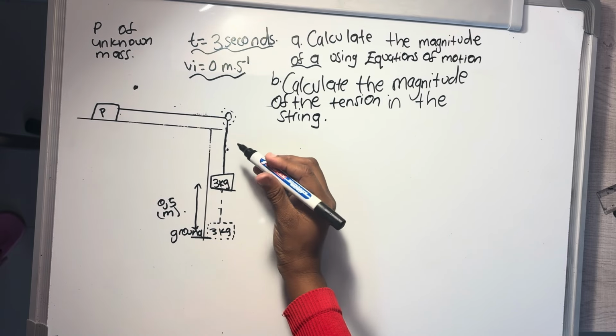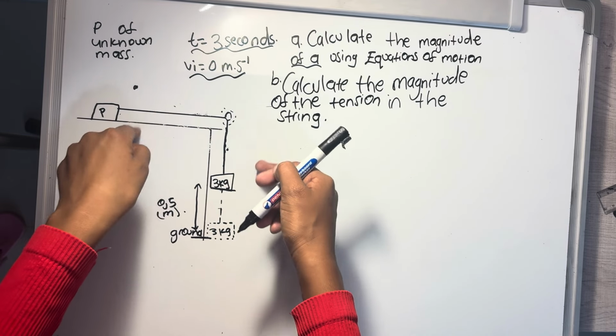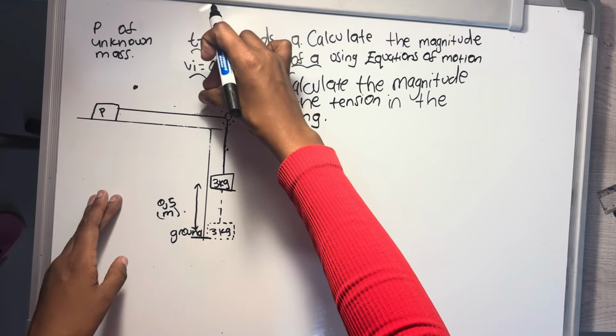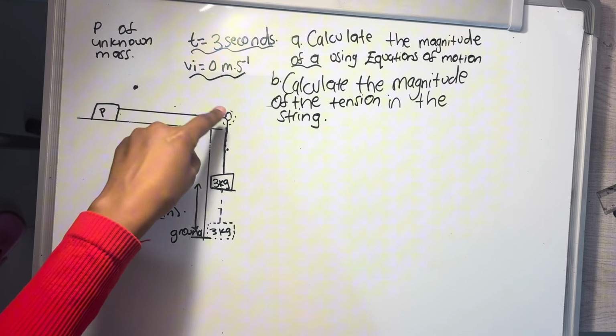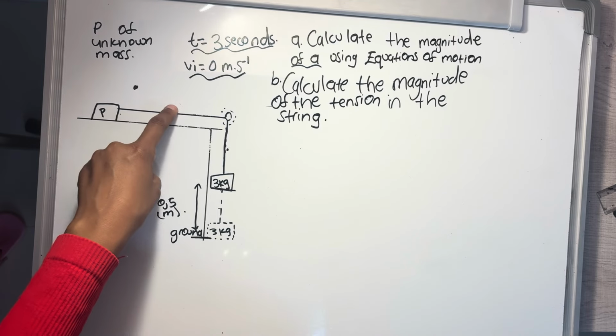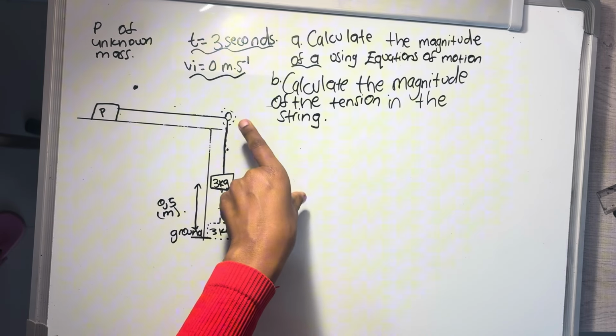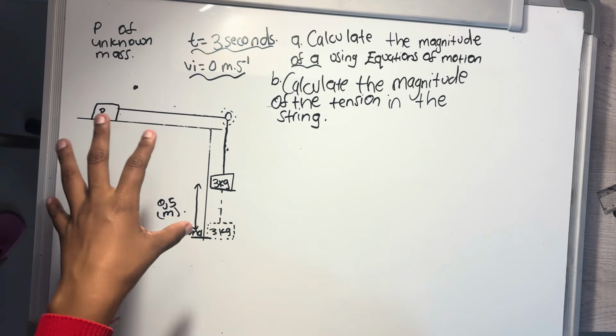They're telling us that they're connected by a light inextensible string, right? So what does a light inextensible string tell us? It tells us that this is a frictionless pulley. The tension over here is equal to the tension over here, right? I want you to note that because it might help you in other questions.